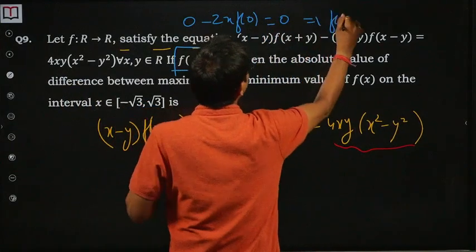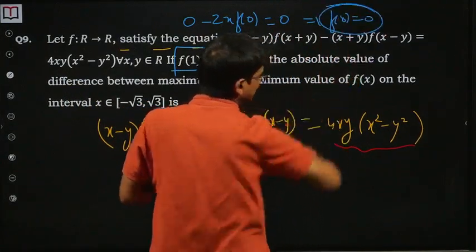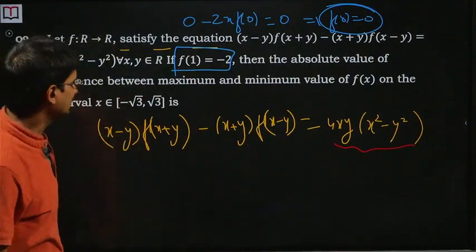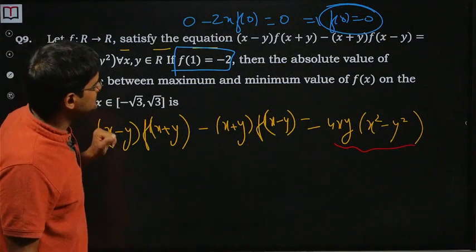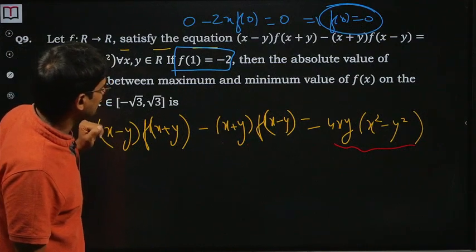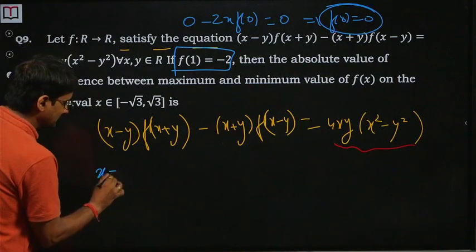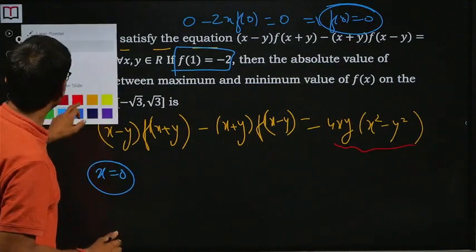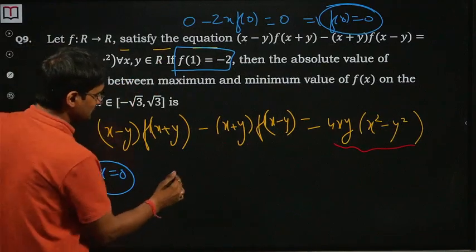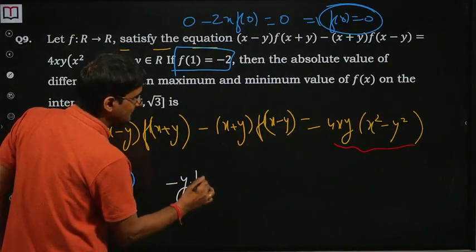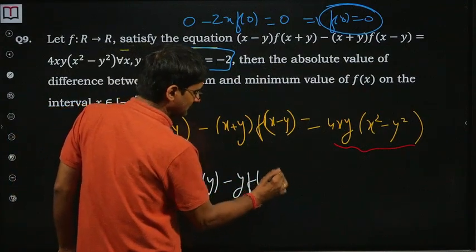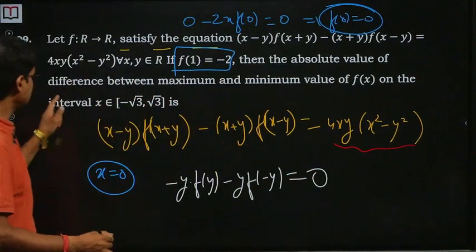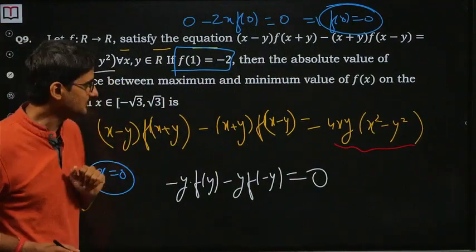So of course f of 0 is 0, because x can't be 0 universally, not possible. So f of 0 is 0, we got it. Okay. And then I tried to check. What I did actually, I replaced x by 0, keeping y as it is. So I have minus y f of y, minus y f of minus y equal to 0, because x is 0, so this entire thing is 0.